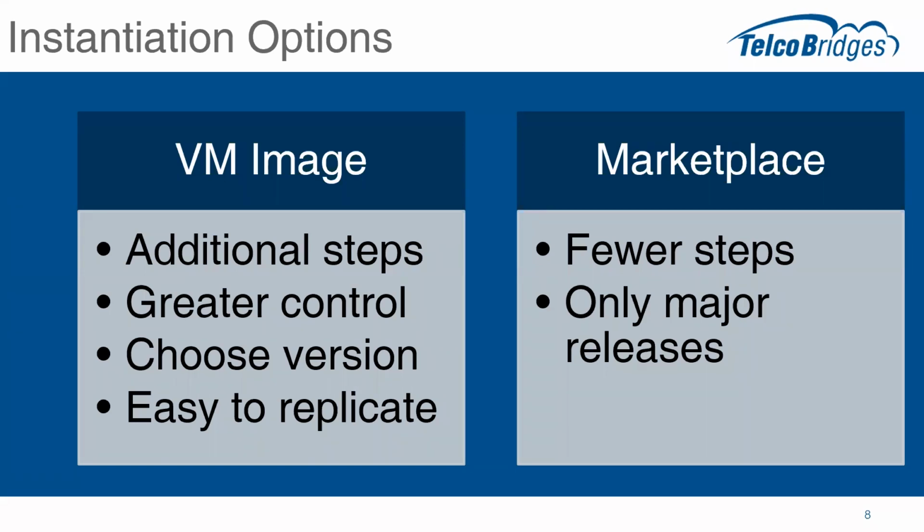Our hope today was to show you both of these. A combination of issues popped up that have prevented us from showing you the marketplace, but as we go through the VM image process, we'll point out exactly where the marketplace would pick up if and when we finish the marketplace publication. So today we're going to cover this left-hand column, the VM image instantiation, and the more detailed process.